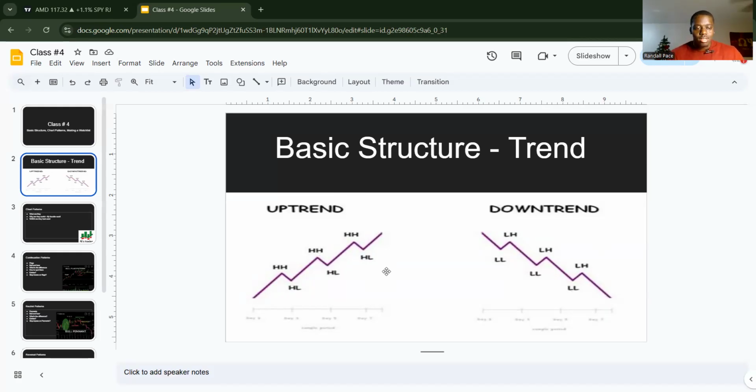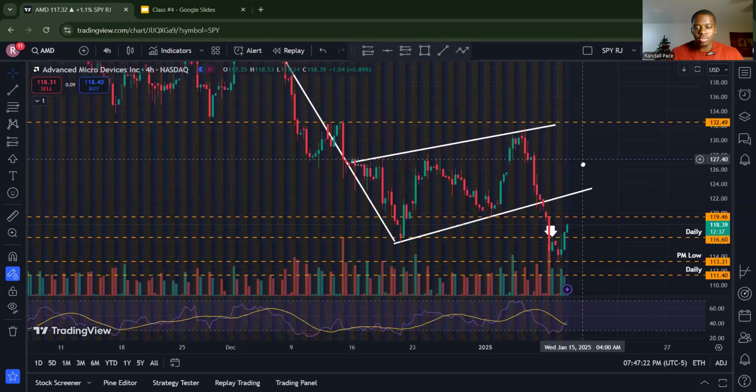All right. So we're going to be talking about how to identify this and how we use this in our trading. Why is it important? All right. So we're going to go straight to the charts.